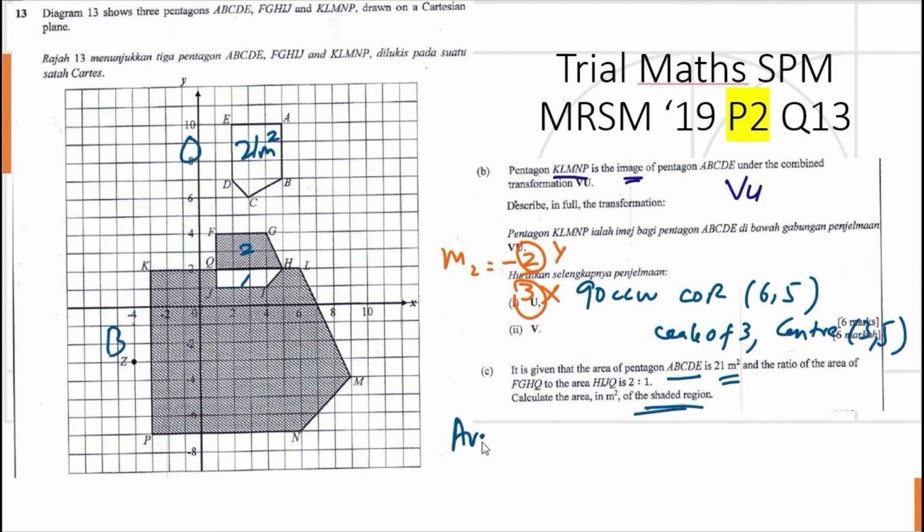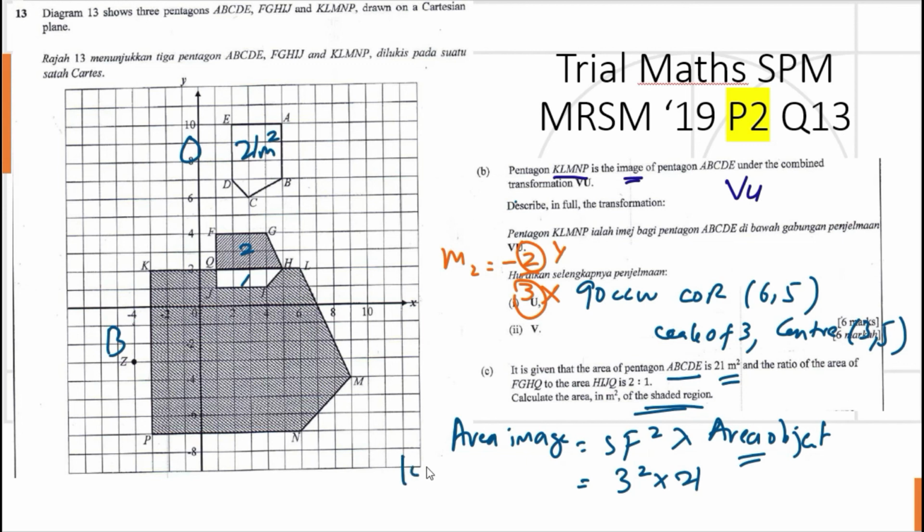So we know area of image is equal to scale factor squared times area of object. So you know scale factor is 3. So 3 squared times area of object, which is 21. So the area of the image, which is the last one, KLMNP, is equal to 189. This is the last one, 189.